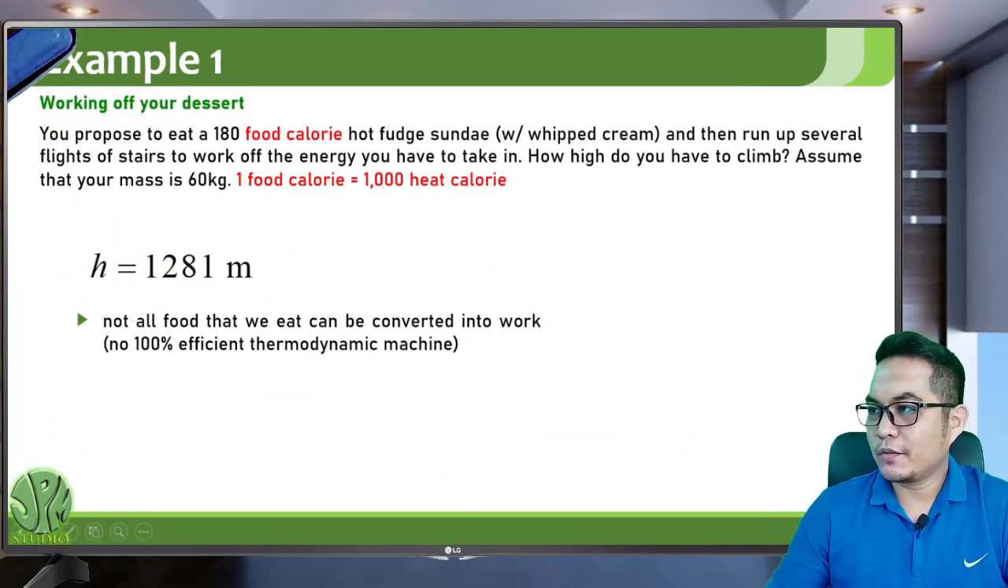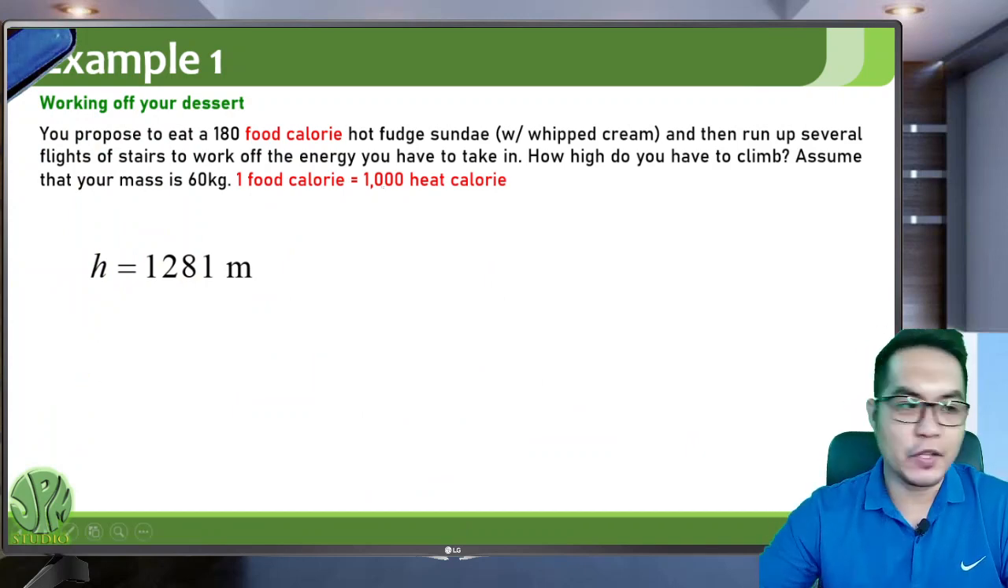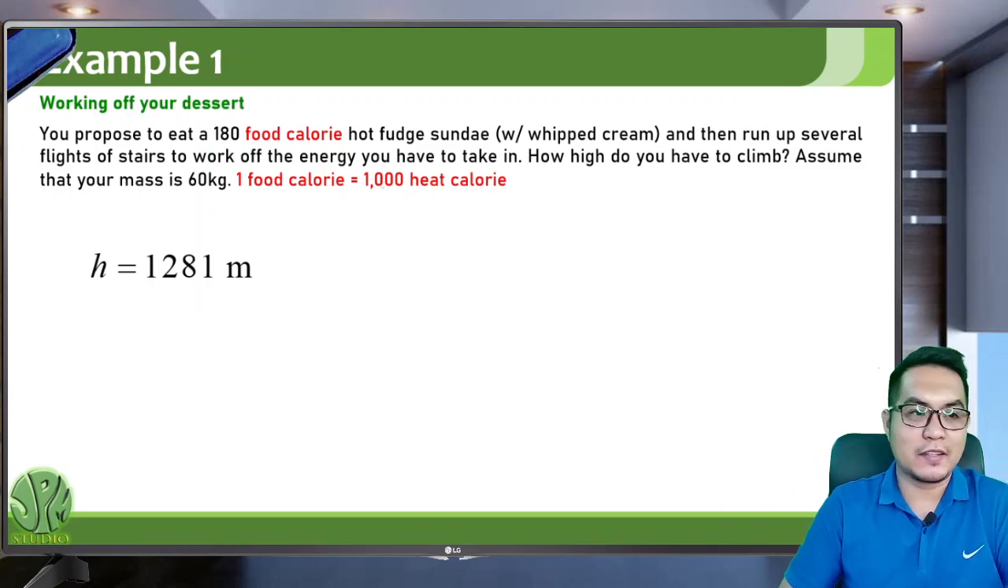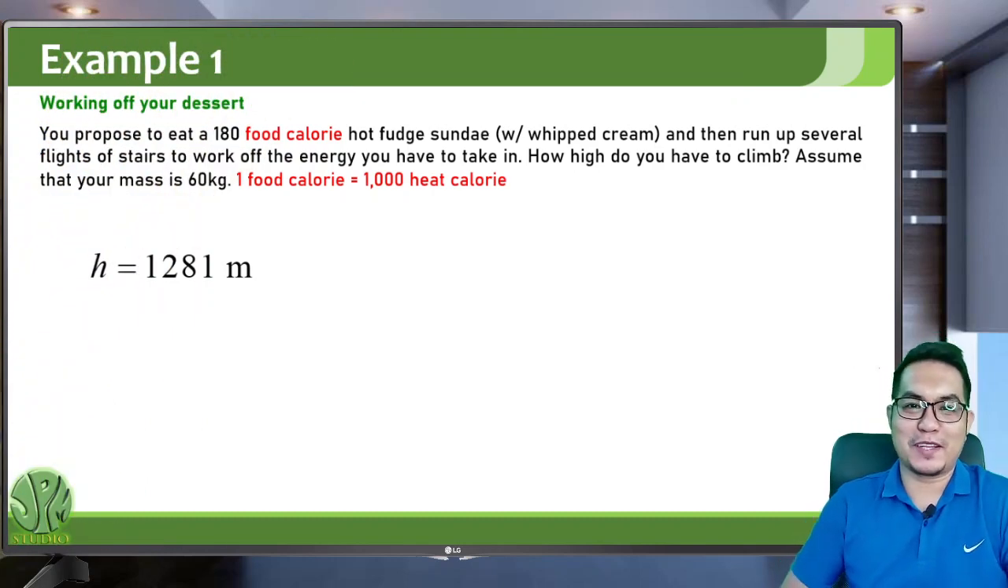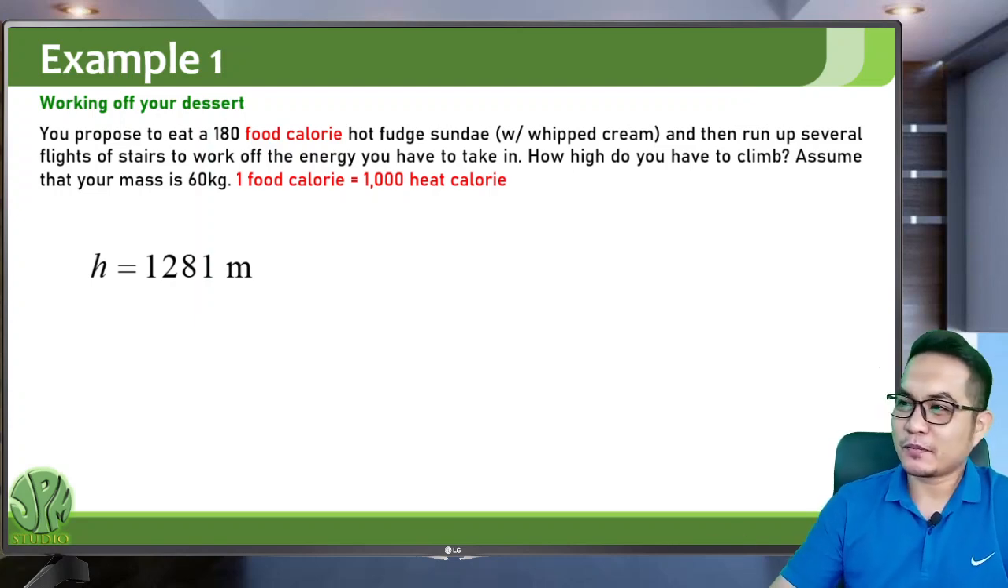That's 1,281 meters. If you assume that one story or one floor is 4.3 meters, that's approximately 300 stories or 300 floors. So that's a very tall building, a 300 story building. Do we have a 300 story building here? I don't know.